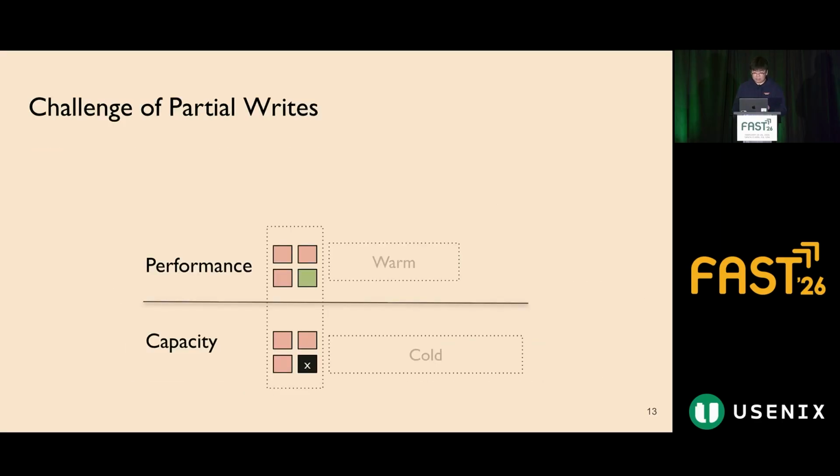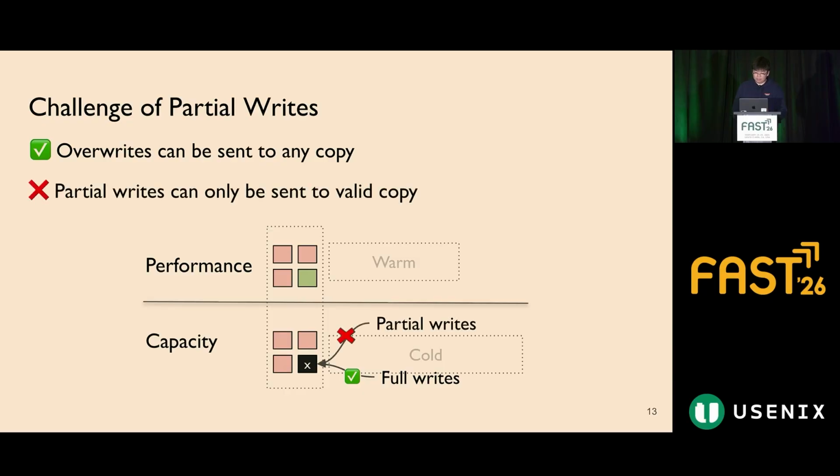We observe that this write invalidation will also interact with the write itself. If the write is a full write, which overwrites the entire block, then the next write to the same block can be sent to either copy without any issue. So in this case, the write can be balanced just like a read. However, if the write is a partial write, which only updates part of the data block, then this partial write can only be sent to the valid copy. Otherwise, we will have valid data on two devices, which breaks consistency. Therefore, we want writes to be full writes instead of partial writes.